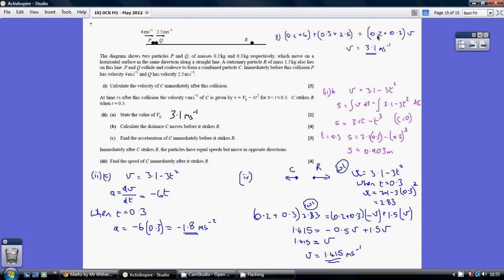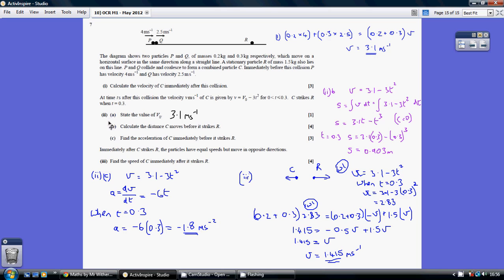After the collision, we know they join, so 0.2 plus 0.3, these masses combine, and so our resulting velocity is our unknown. This allows us to work out the velocity is 3.1.